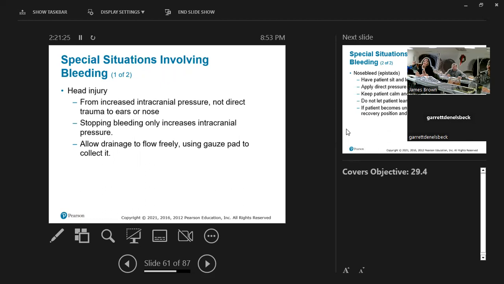Have they gone over abnormal posturings or anything like that? A little bit. Okay. Anyways, stopping the bleeding from a head injury only increases the intracranial pressure. So you'll just want the drainage to flow freely.